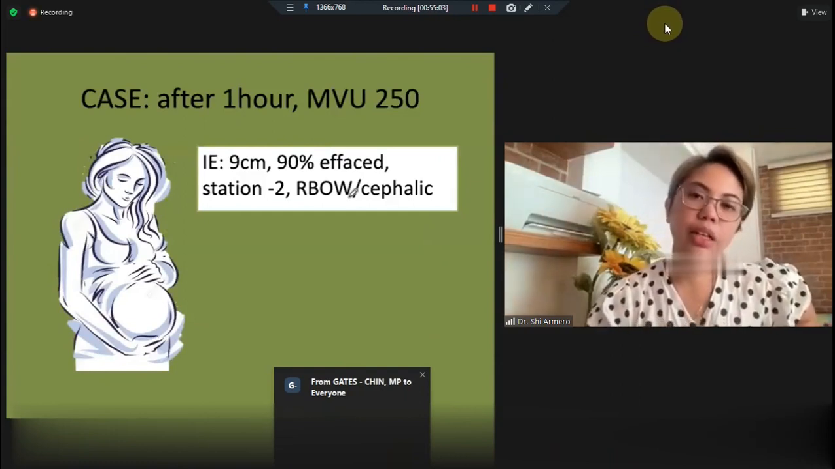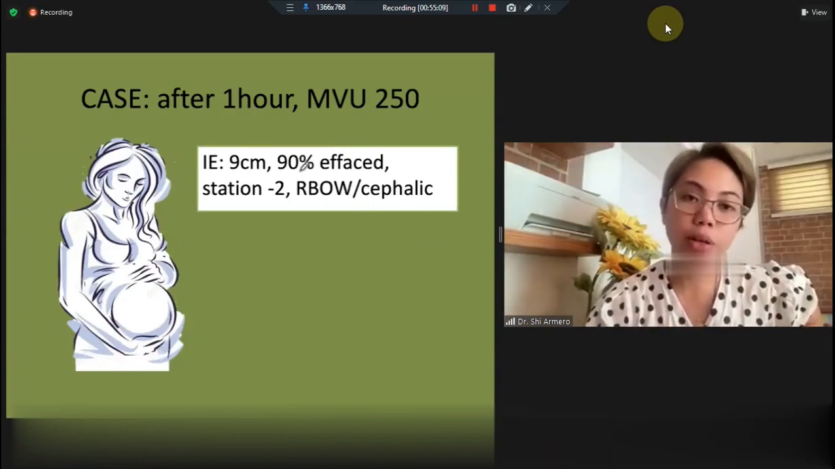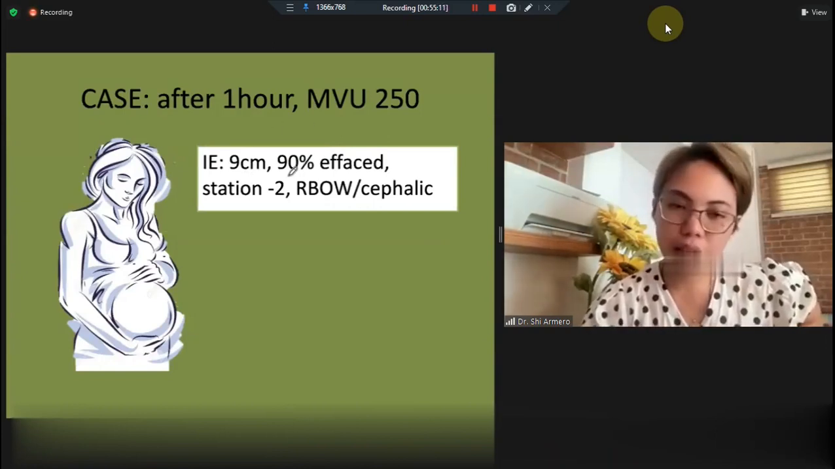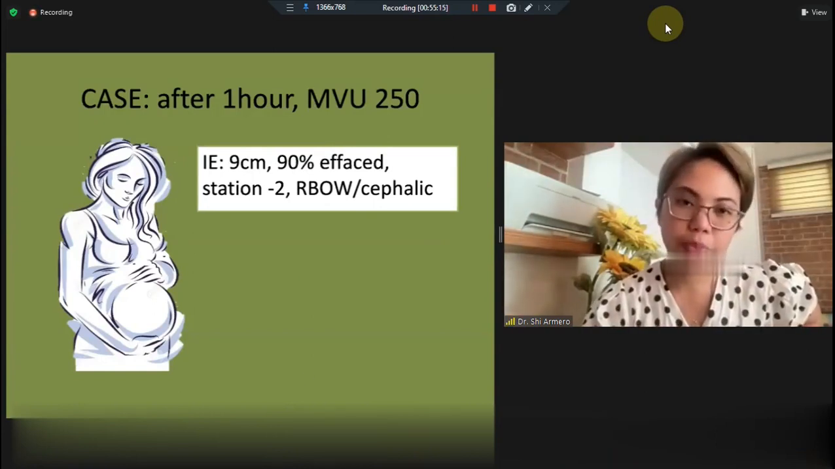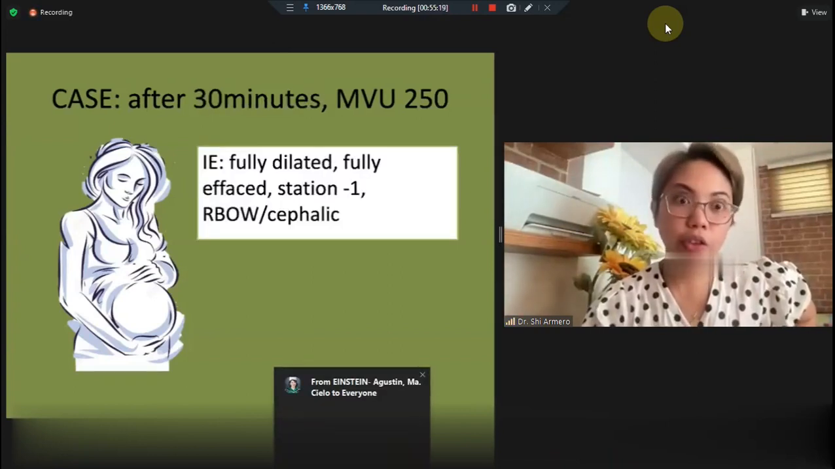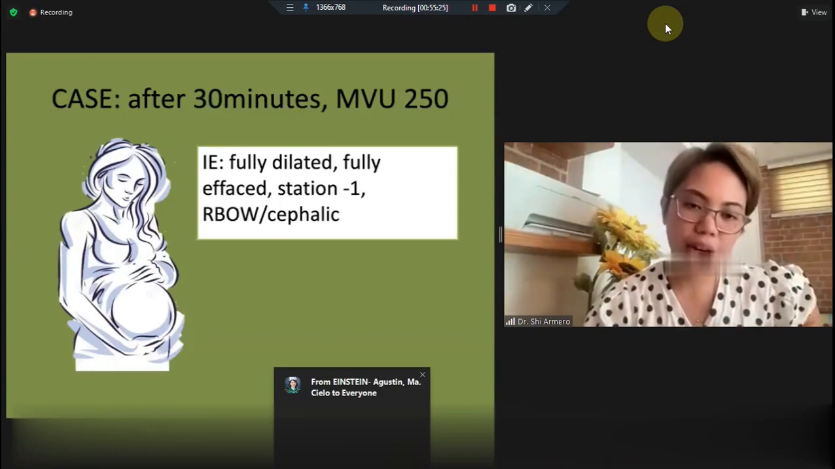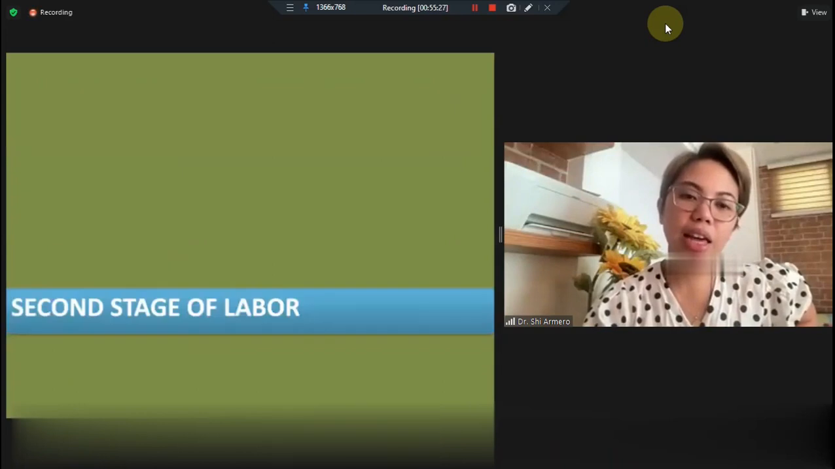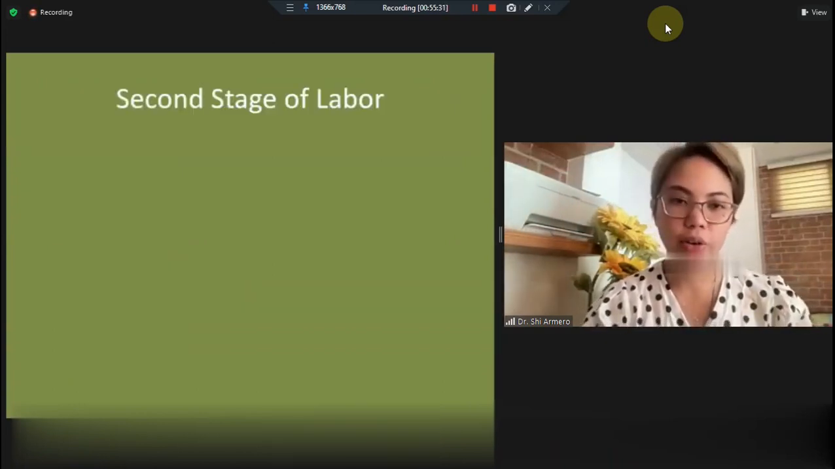Thankfully, she is 9 cm after 1 hour of waiting. Because we're still at the 3-hour mark, right? So we have 1 more hour to wait. She became 9 cm, 90% station -2, ruptured cephalic. Okay. Then after 30 minutes, it went fast. Fully dilated, fully effaced, station -1, ruptured cephalic. And, yay, delivered. We're now in the second stage of labor.